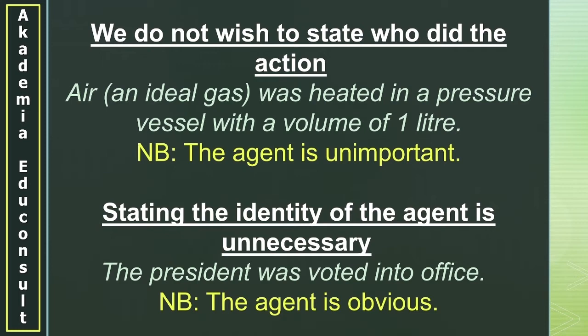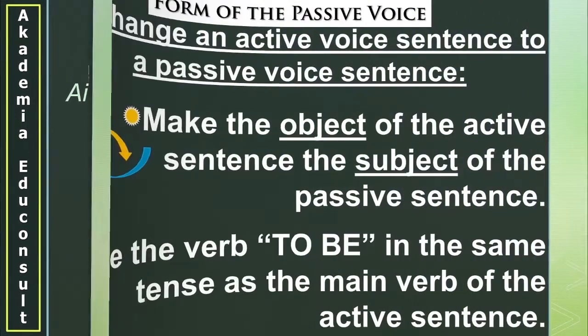And the last situation in which we use the passive voice is when stating the identity of the agent is unnecessary. For instance, the president was voted into office. We are not so much concerned about who voted the president, as millions of people did that. So it is unnecessary to state the agent here. The agent is obvious. It's the people who voted the president. But the focus is that the president was voted into office.